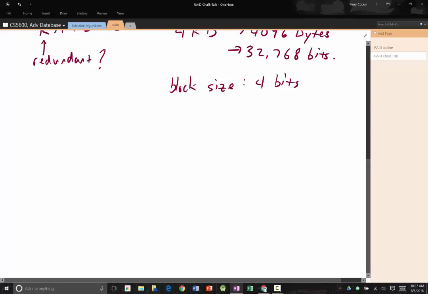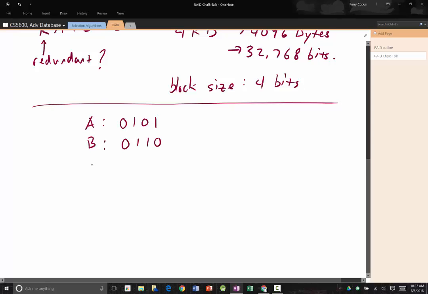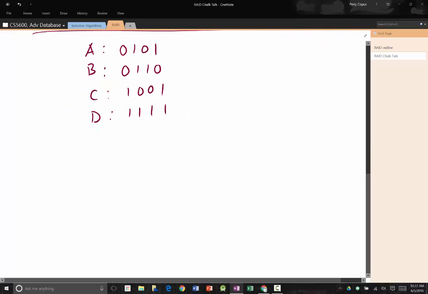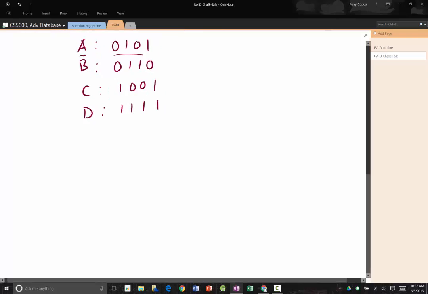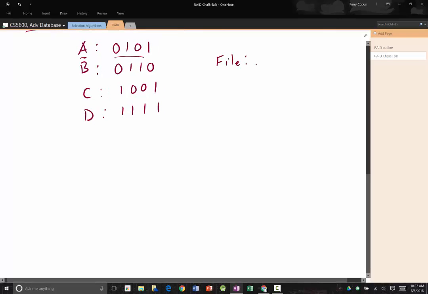Let's do it this way. Let's say we'll come up with some values. A could be 0101, and we'll say B is 0110, and C is 1001, and D is 1111. Why those values? I don't know. I just came up with them. So we can use a symbol, or we can use the bits to show how the data is spread across the disks. So what are we doing in RAID 0? We have a file which is A, B, C, D. And we're going to divide it up blockwise.